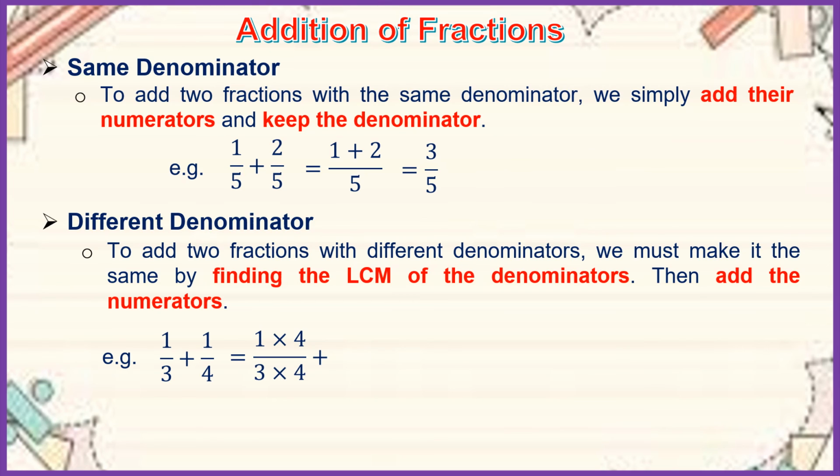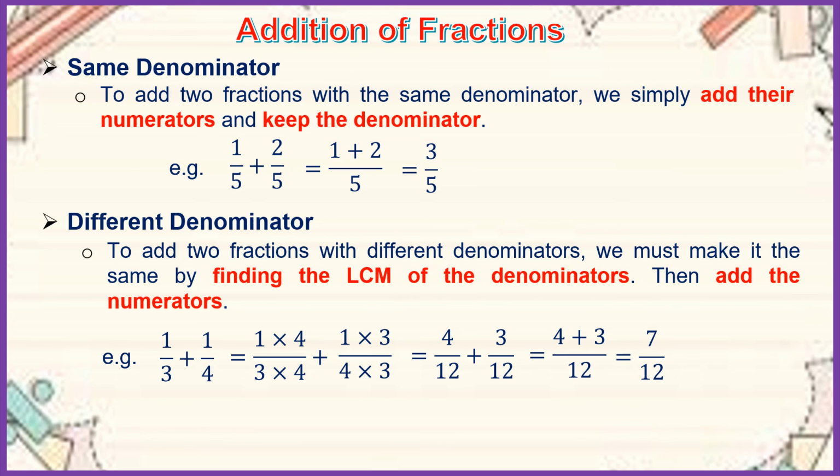So in doing this, we have 1 times 4 and then 3 times 4. And then for 1/4, we have 1 times 3 and 4 times 3. So it will result to 4 over 12 plus 3 over 12. Then because they have the same denominators already, we have to add the numerators. So 4 plus 3 would be equal to 7. So the result would be 7 over 12.